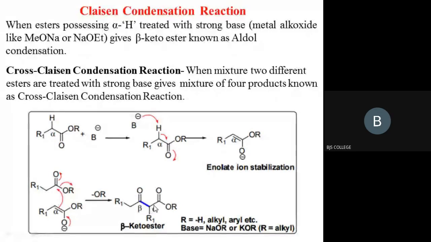You can see now at the beta position we have a carbonyl, therefore it is called a beta keto ester, formed as a product. Now you can see here that this is R1CH2COOR and this is R1CH2COR. So these two esters are not the same, and therefore this is an example of cross Claisen condensation reaction. And this is how we can show the mechanism for cross Claisen condensation.